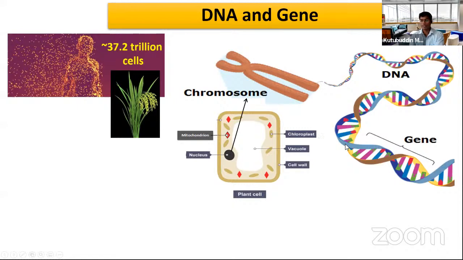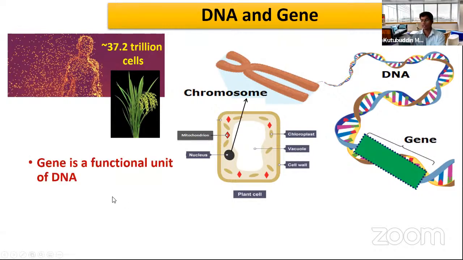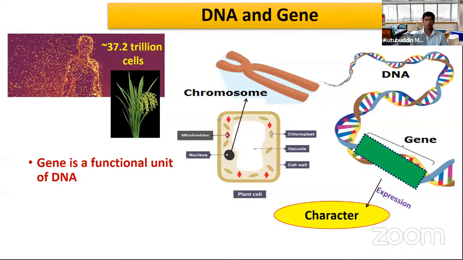Okay, so this DNA is our genetic material, but the whole length of DNA is not equally active or equally important for a cell according to present understanding. So a functional portion of that DNA is called a gene. A functional unit of that DNA is called a gene, because this functional unit actually governs a character by means of its expression.